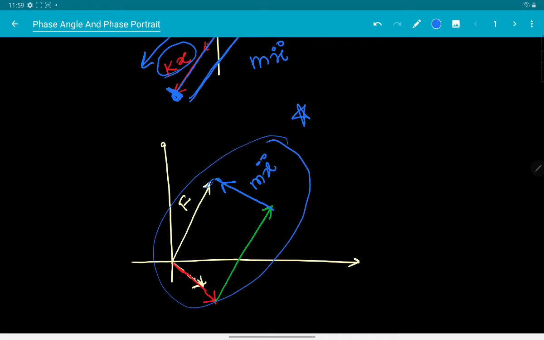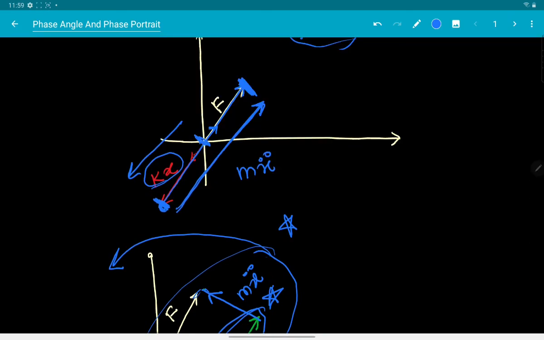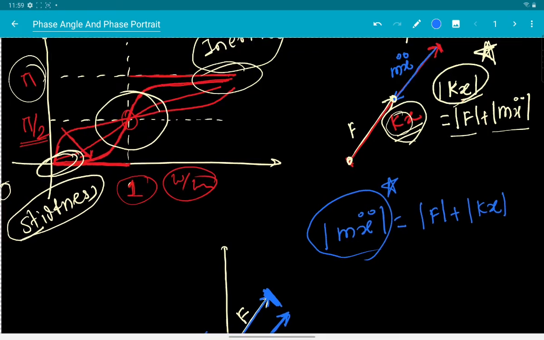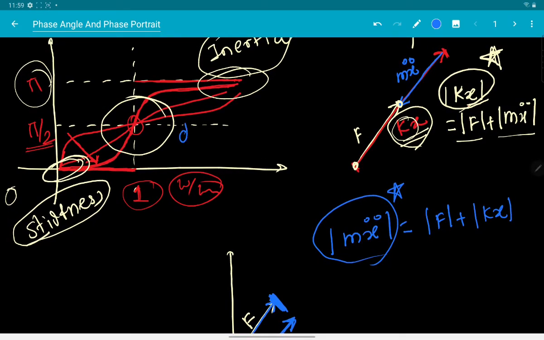As time progresses, this entire figure is going to rotate in the anticlockwise direction. In this case, when x lags by pi by 2 angle, it is the damping force which is dominant and which is going to determine the system's behavior, and hence we call this region the damping dominated region.